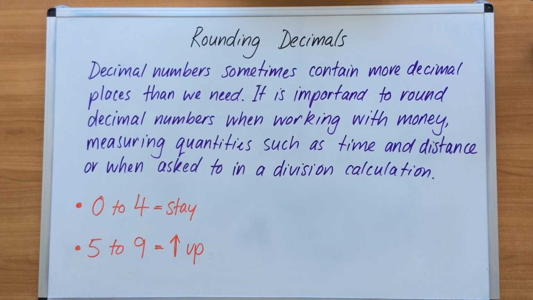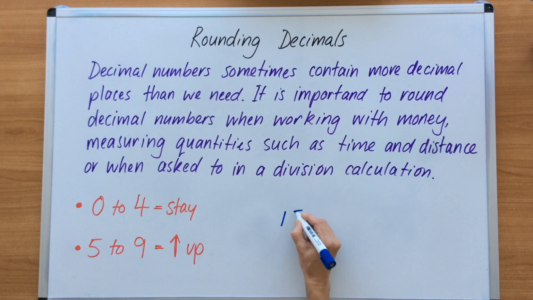You'll be asked quite a few times to give 1 decimal place, 2 decimal places, or 3, but most commonly 1 or 2. The important part to remember is that when you're rounding, any number between 0 and 4 will stay the same, and any number between 5 and 9 will round up. So let's have a look at an example.